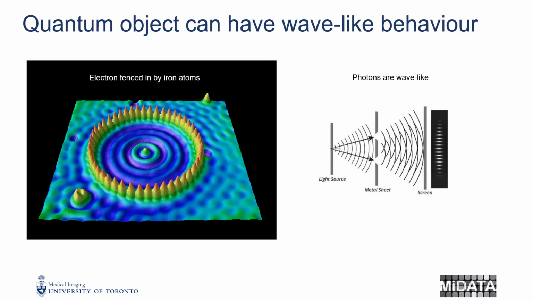As objects become as small as an atom, in this case the electron, they start to have strange behavior. They can behave like particles, and they can also behave like waves. In the example on the left, here is an electron that's fenced in by iron atoms, and you can see that this electron exhibits a wave-like pattern, showing its ripples going outwards. Similarly, when you do a double slit experiment using a light source, these photons, when passing through two small slits, exhibit additive and subtractive behaviors, like waves, when captured on a screen.